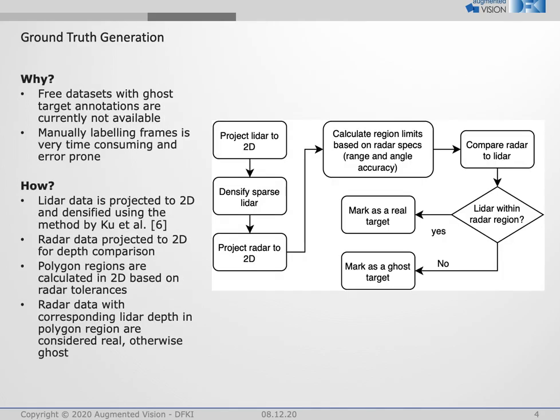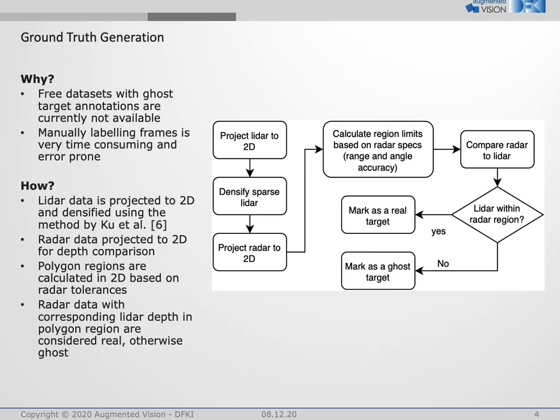Before we are able to train a deep neural network to detect ghost targets, we needed ground truth for the problem at hand. Unfortunately, currently available radar datasets do not have labels for ghosts and real targets, and labeling thousands of frames would have been extremely time-consuming and error-prone due to the complexity of the problem. So we developed an automatic labeling algorithm that uses LiDAR data as a reference for labeling the radar data.